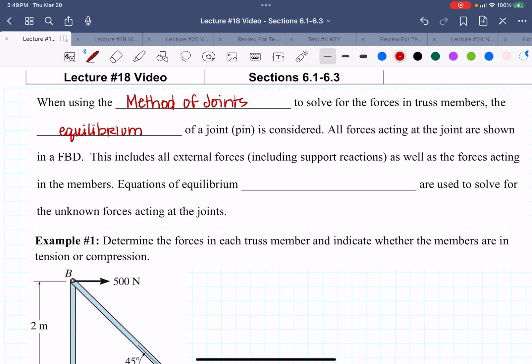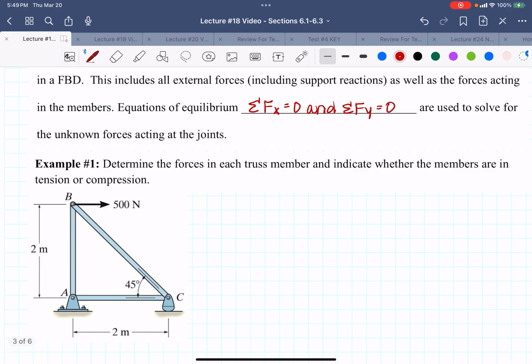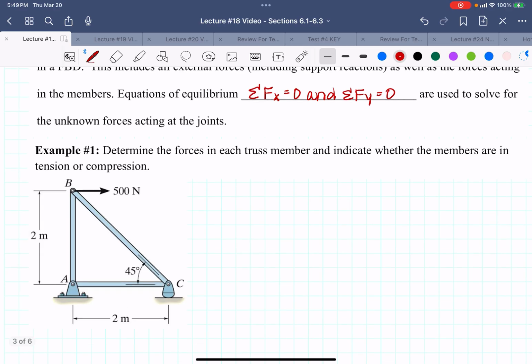So we are going to use our equations of equilibrium, specifically the sum of the forces in x equals 0 and the sum of the forces in y equals 0. We cannot use moment equations because we're only looking at a single point. So you're going to see when we draw our free body diagrams, there's nothing to take moments about. So we only work with the sum of the forces in the x and the sum of the forces in the y equals 0. And that's what we use to solve for the unknown forces acting at the joints.